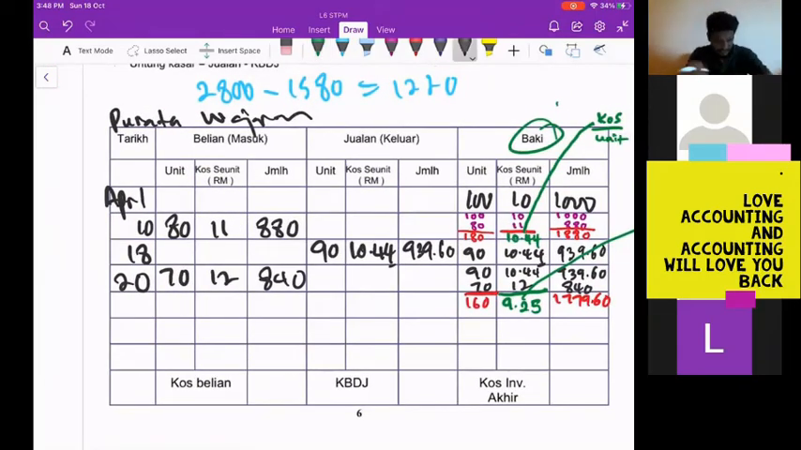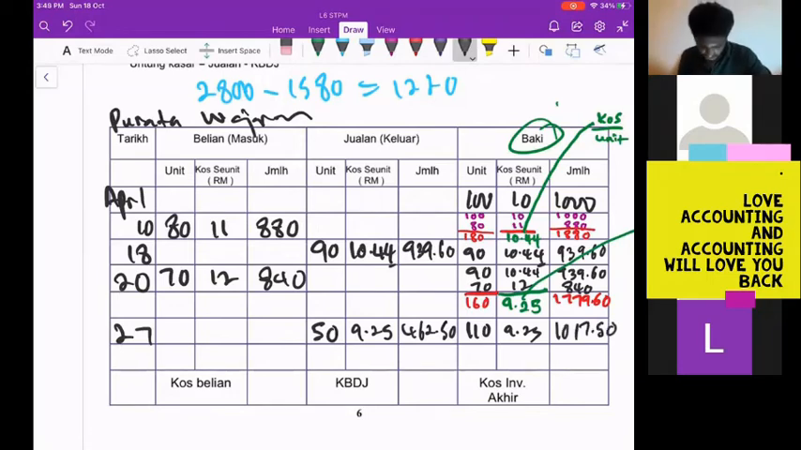Next one is, wait, what happened? On the 27, I sell 50 units. How much is 1 unit? 9 ringgit 25. So 50 times 9 ringgit 25, I get 462.50. So the one left over, how much? 160 minus 50, 110. 110 times 9 ringgit 25, I get 1017.50. That's your total.